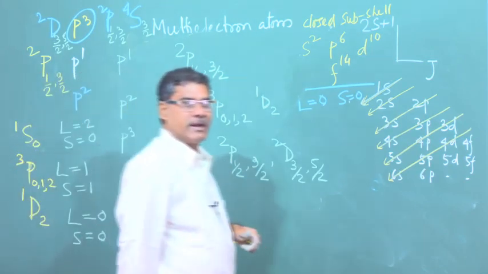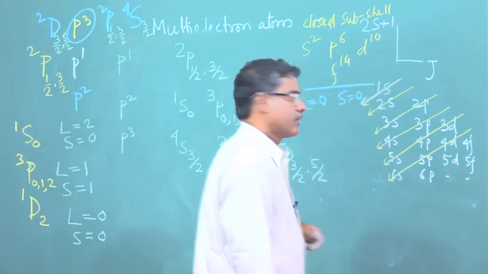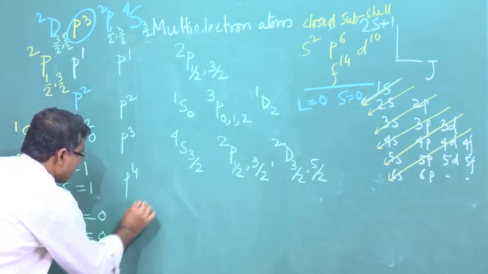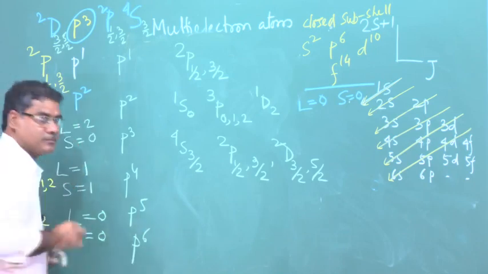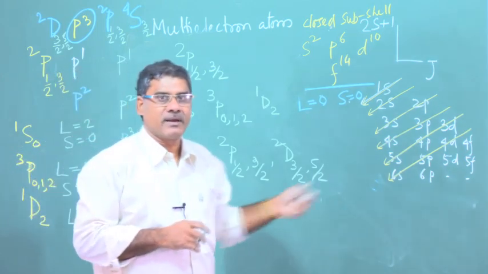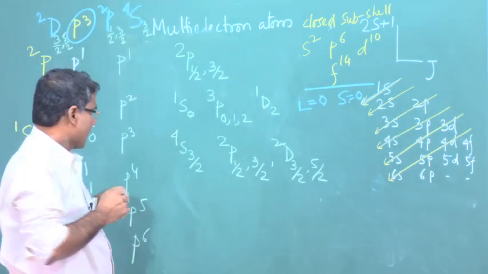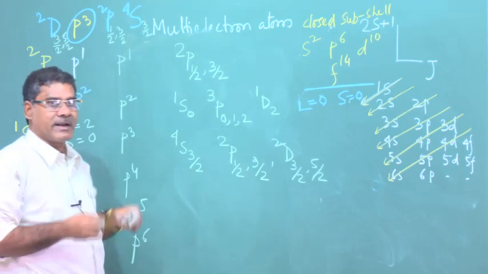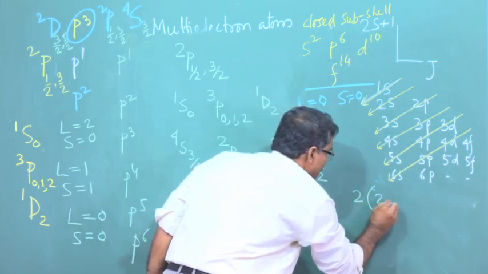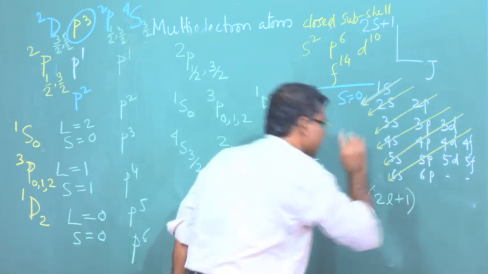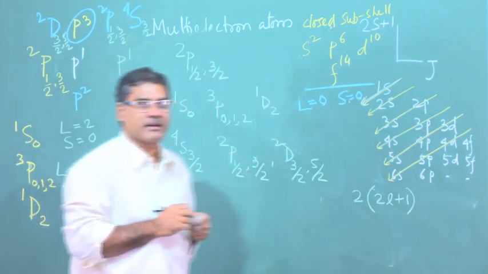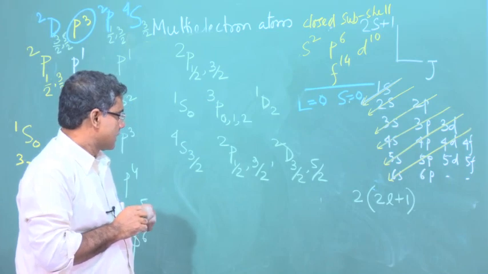Now, you have to find out for P4, P5, P6. So, without further calculation I can find out. The rule is that a subshell contains a maximum of 2(2l plus 1) number of electrons. Okay.